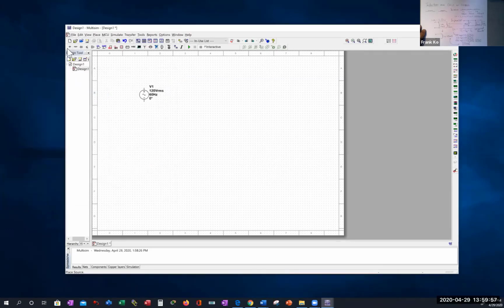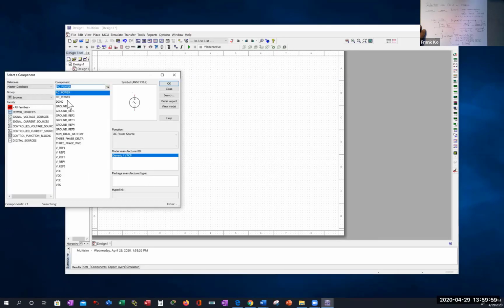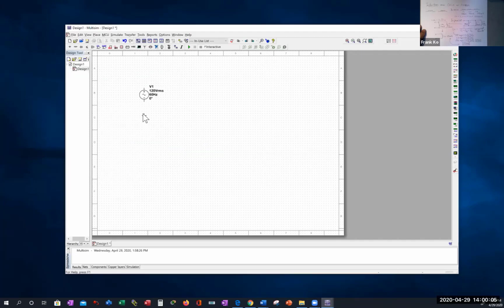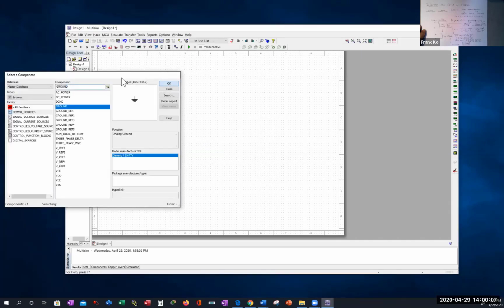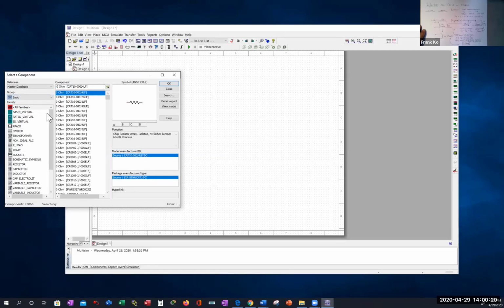I actually want to bring in a ground. So right here, I'm going to bring in a ground. Hit OK. So somewhere here, I will plant a ground. I'm done with this. Now I'm going to go to components, and on components, this will be basic. And basic, I want a resistor.